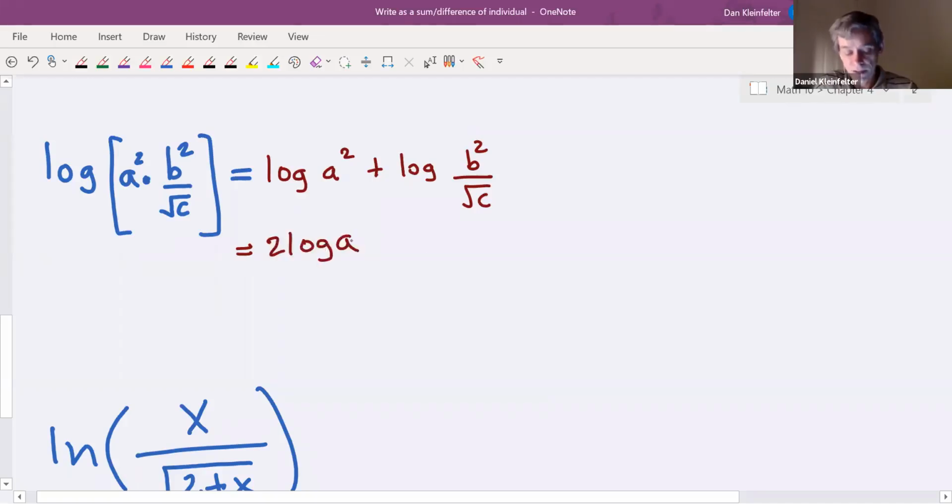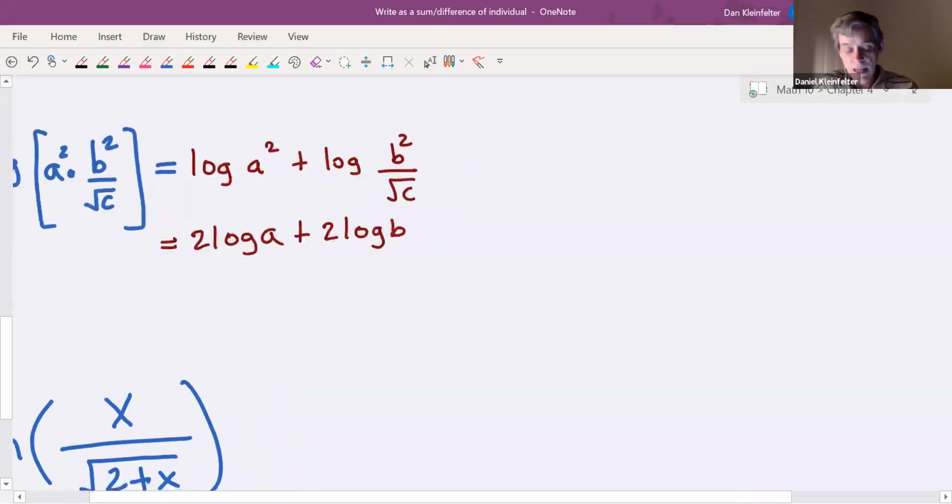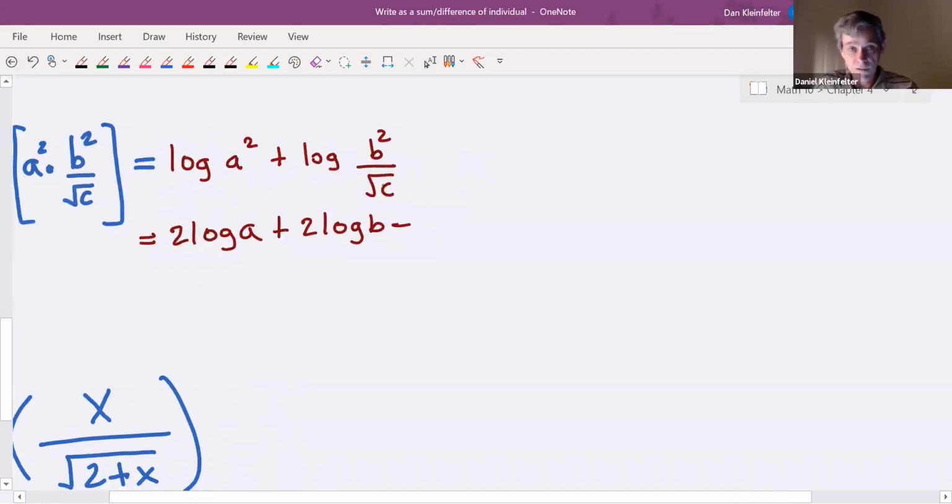So that's 2 log a plus, and then log b squared, that will be 2 log b, and then minus, because that root c is in the denominator, 1/2 for the square root log c.